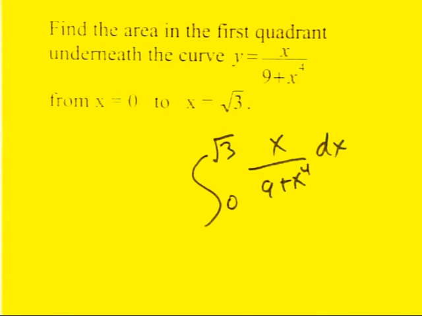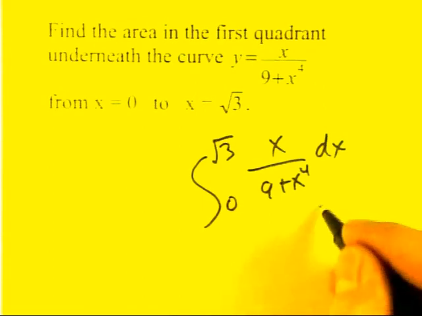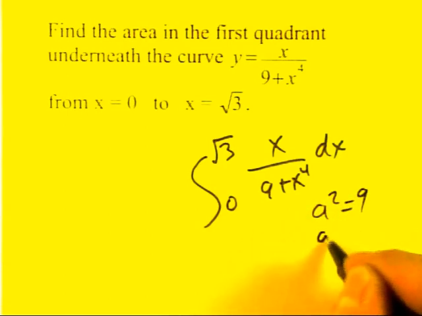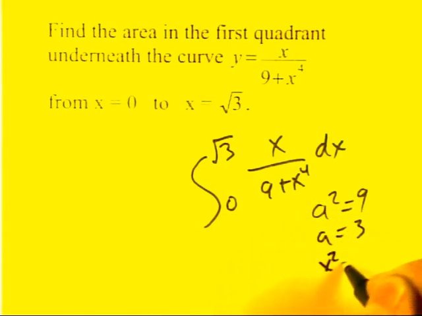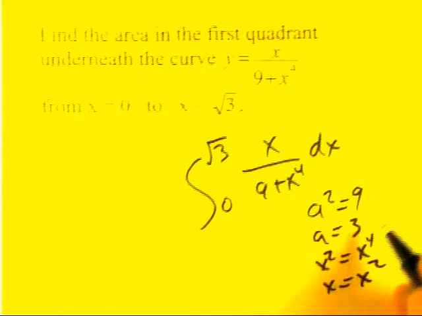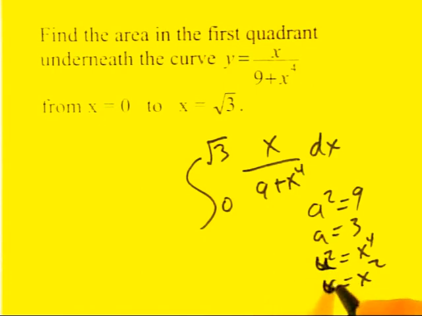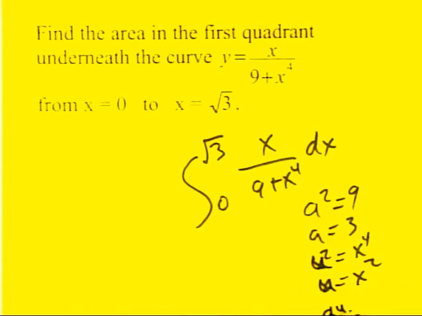Is that a trig? Yeah, it's inverse trig. Is it arcsine or arctan, or arcsecant? It's arctan, right? Yeah, arctan. Arctan of... 1/3 arctan of... because a squared is equal to 9, so a is equal to 3. x to the 4th is x squared squared, so u is equal to x squared, and du is equal to 2x dx, right?